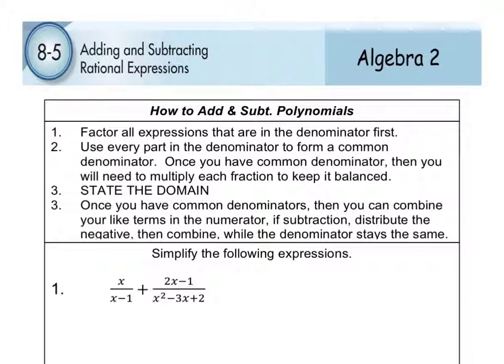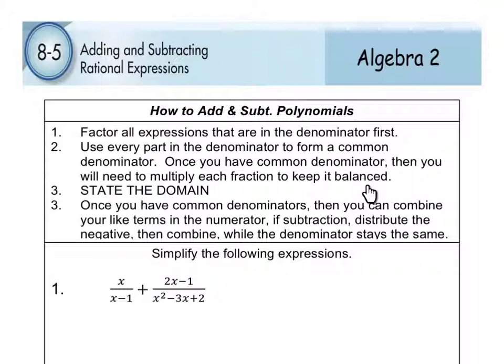First thing you want to do is factor out all the expressions that are in the denominator first. Okay, you have to be able to do this in order to find the common denominator. Once you've factored, then you're going to use every part in the denominator to form a common denominator. Once you have a common denominator, then you need to multiply each fraction to keep it balanced. And I'll go through examples again.